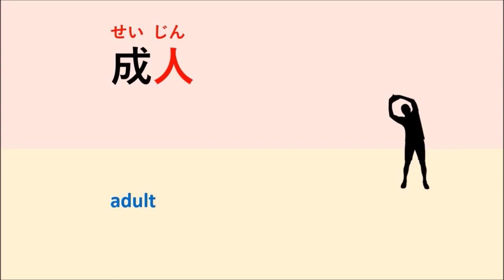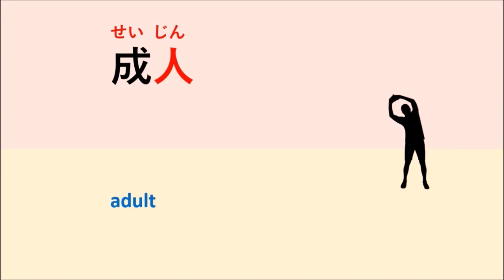Seijin means adult. The kanji of sei means grow. For example, people will grow from a small age to older and older, right? So when you put the kanji of seijin, it means that the people grow from a small age to be older and older.